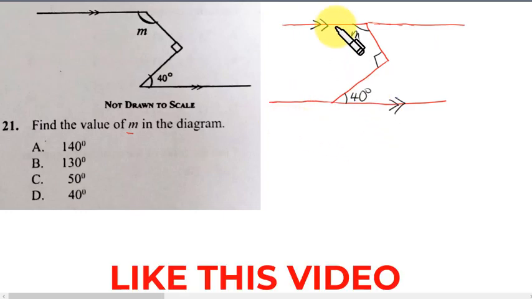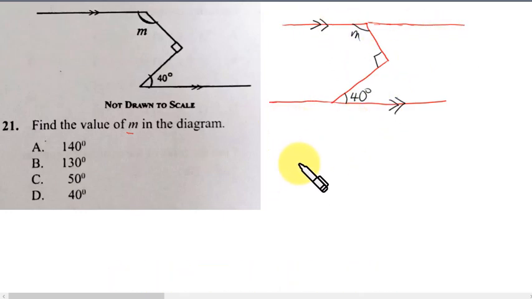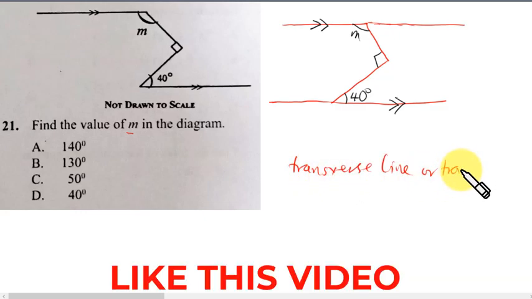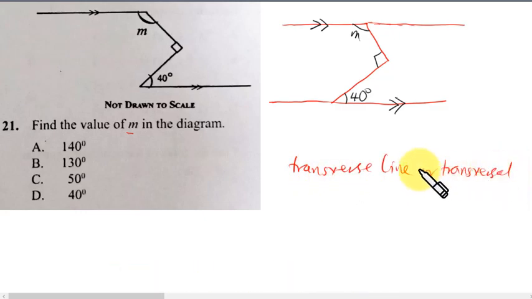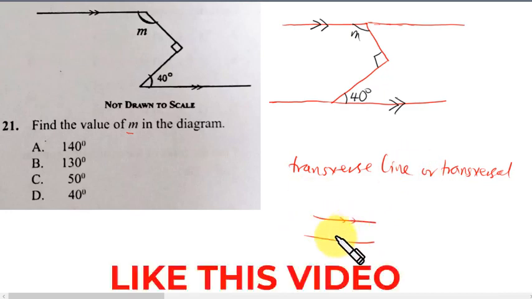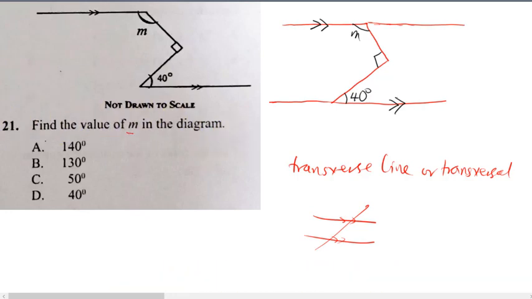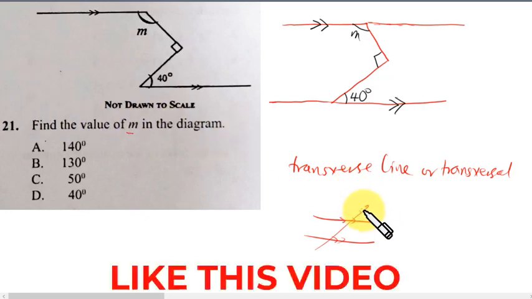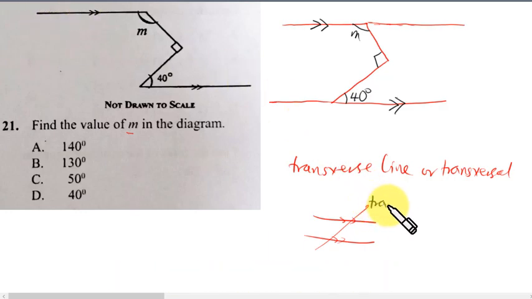Now, the moment you draw parallel lines, the other thing you should be looking out for is what we call the transverse line, or you can simply call it transversal. A transversal, or transverse line, is a line that cuts across parallel lines. So when I draw something like this and I have a line crossing the parallel lines, we call this line the transverse line. As simple as that.